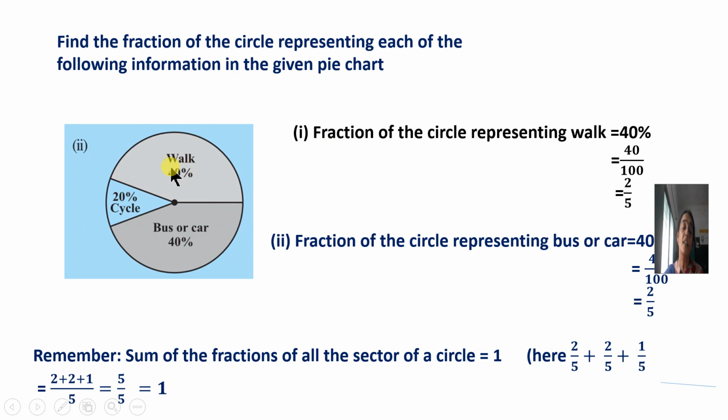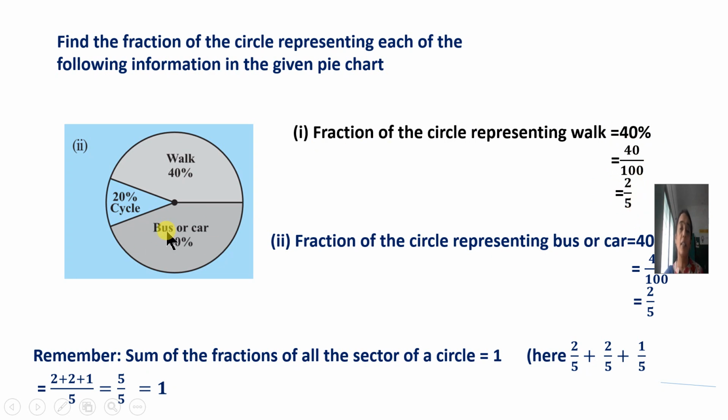Now here it is given in percentage. We know the total percentage value is 100. So the fraction of the circle representing walk is 40%. 40% means out of 100, 40, that is 40 upon 100. Here you straight away take 100 as the whole part. So 40 upon 100 is equal to 2 upon 5.